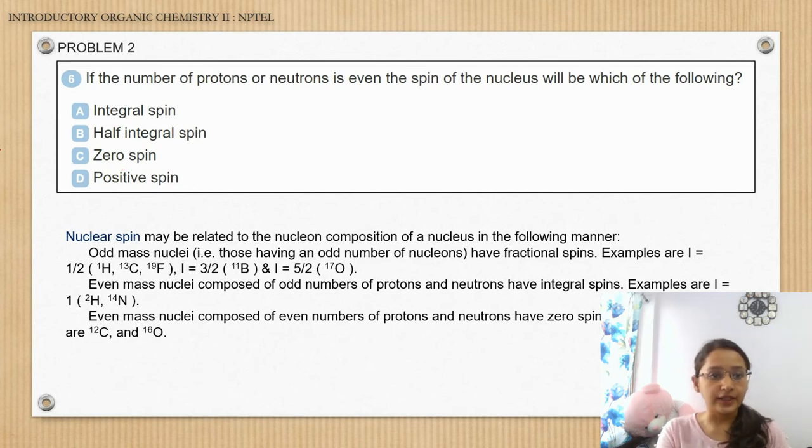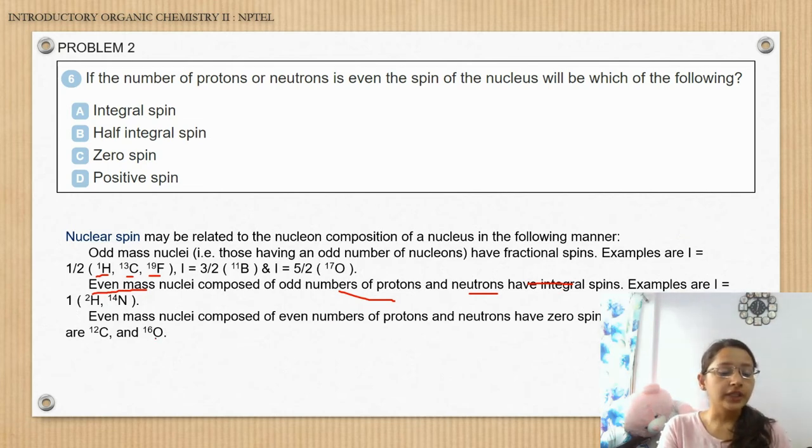First of all, nuclei which have an odd mass, like 1H, 13C, and 19F, all have an odd mass number, so the nucleons are odd in number. They have fractional spins. But when we consider nuclei with an even mass number, like 2H and 14N, where the numbers of protons and neutrons are both odd, these nuclei have integral spins, equal to 1, 3, or 5.